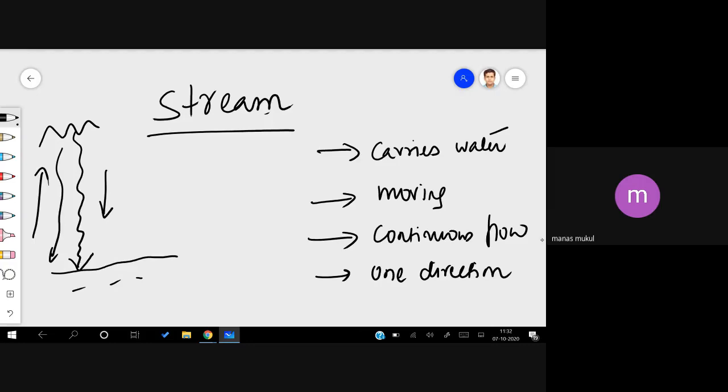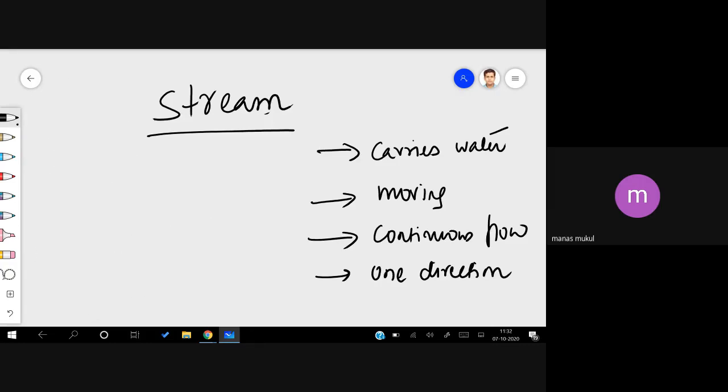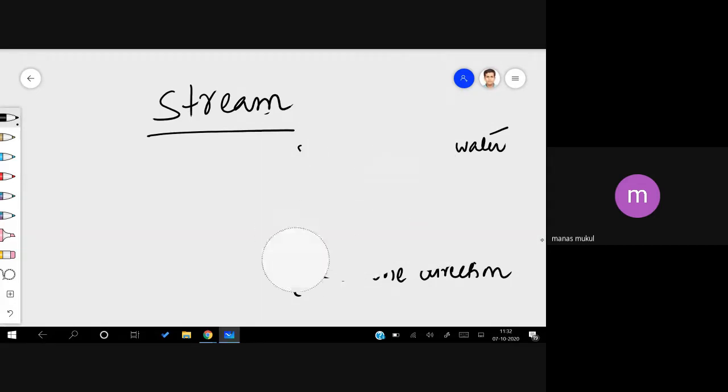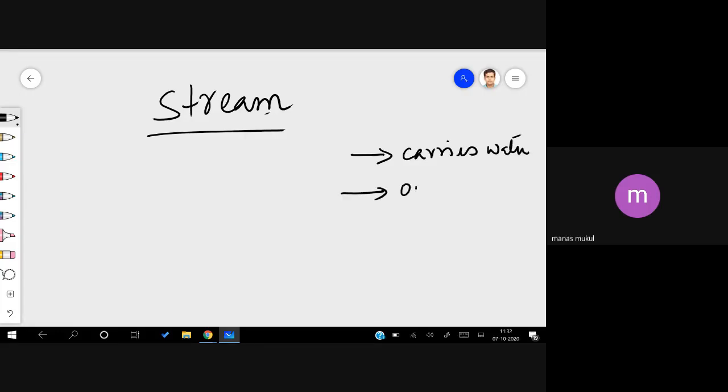All right. So now, why am I telling you about streams? This is not an environmental class, but whatever concepts are there in computer science have all been borrowed from things around us. So it's very important to understand the properties of a stream, because the same concept is utilized in programming. It is utilized in the way we communicate. So moving, continuous flow, carries, all that is related to each other. We can summarize this into two characteristics: one, it carries something, it carries water, and second, it moves in one direction. So this is basically the meaning of the word stream.